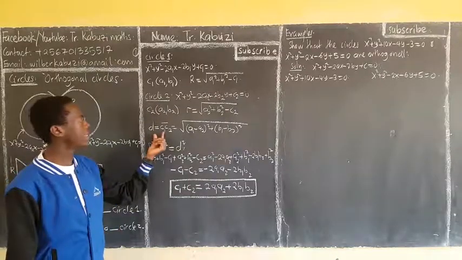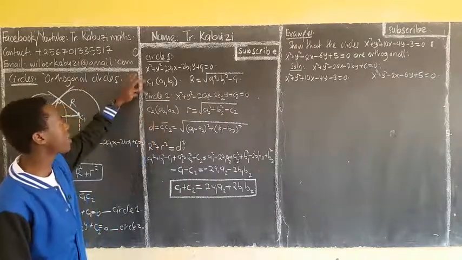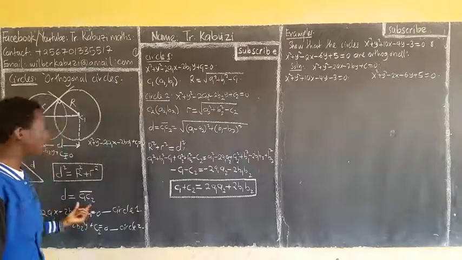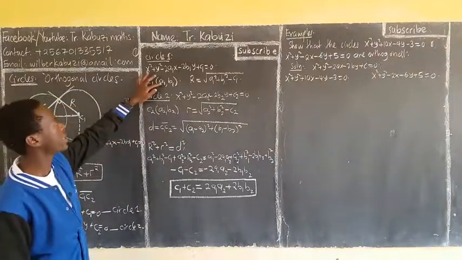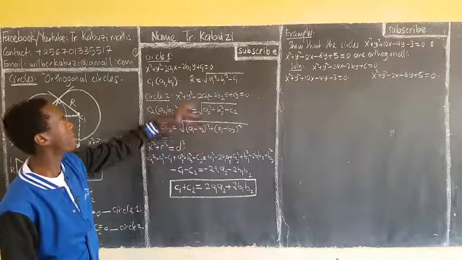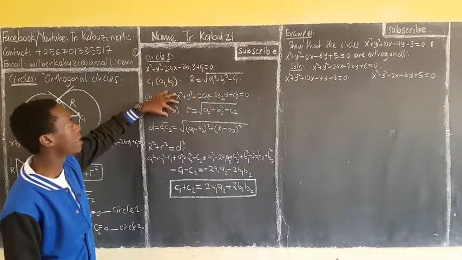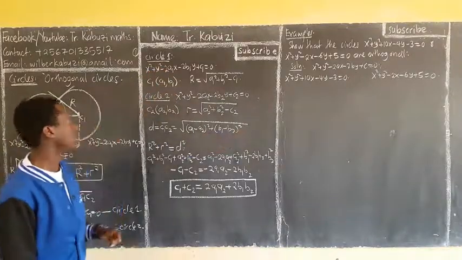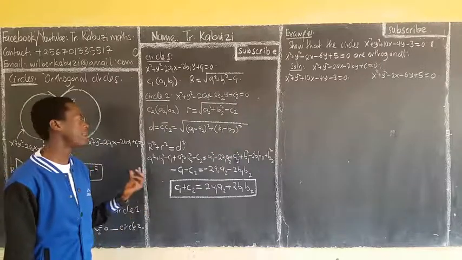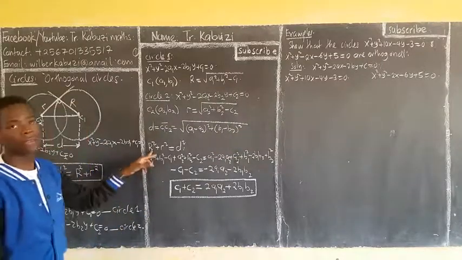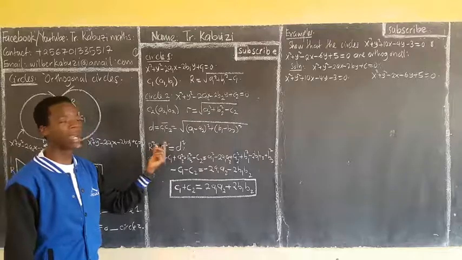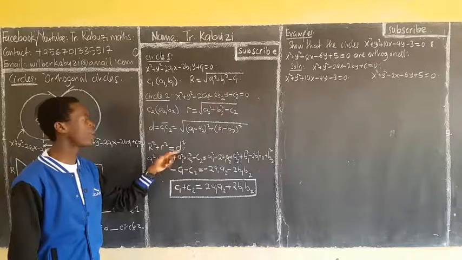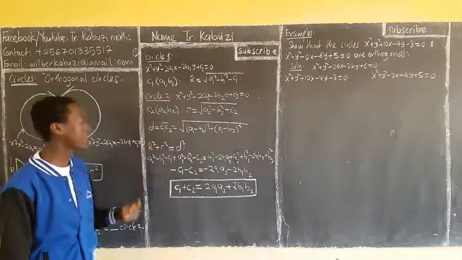Now, we want the distance between these two centers, because that's how we find d. We are going to get this minus this, then squared, then plus the y coordinates, their difference squared. So, because they are orthogonal, it means that when you square the radius of the one plus the square of the radius of the other, it will be equal to the square of the distance between their centers.